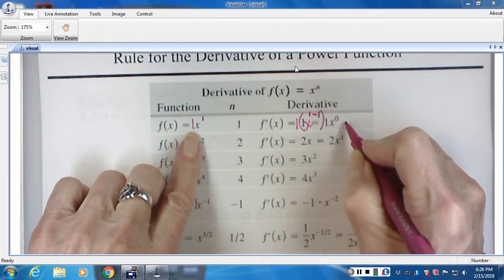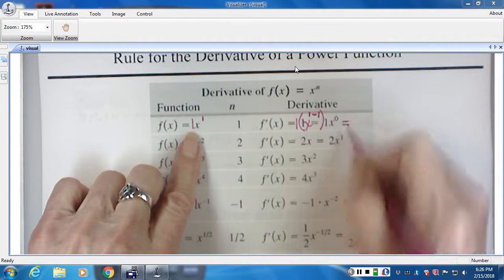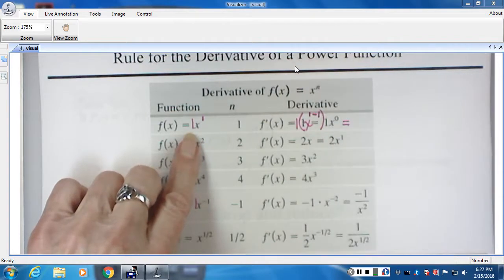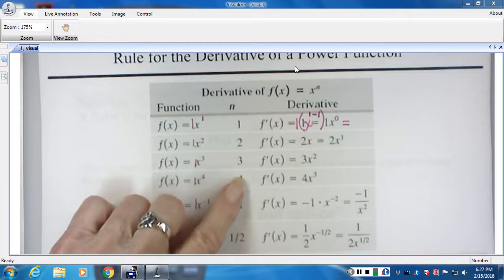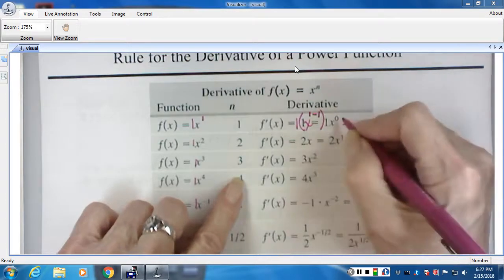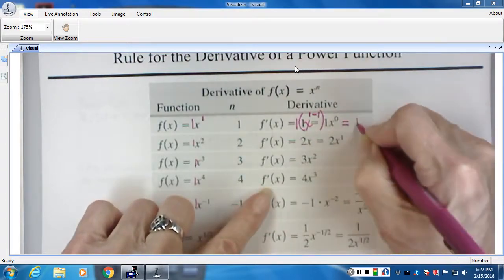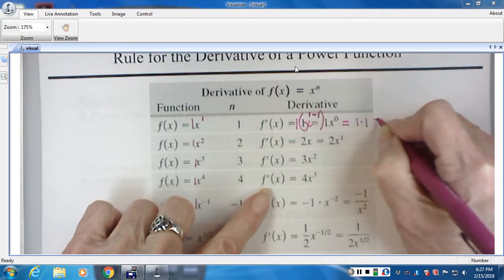And what's x to the 0? What's its value? What's anything to the 0 power? It's 1. You can check that out on your calculator. Put in any number you want to, any expression you want to, raise it to the 0 power, and it is 1. So that's really 1 times 1, and that's just 1.